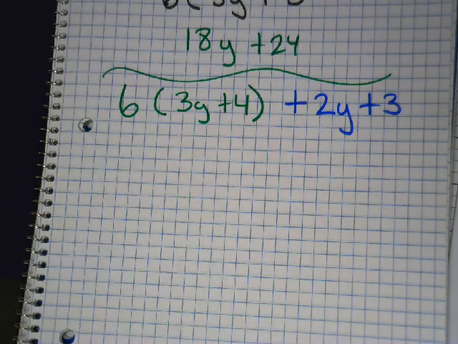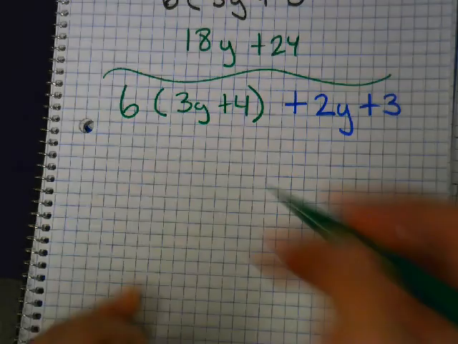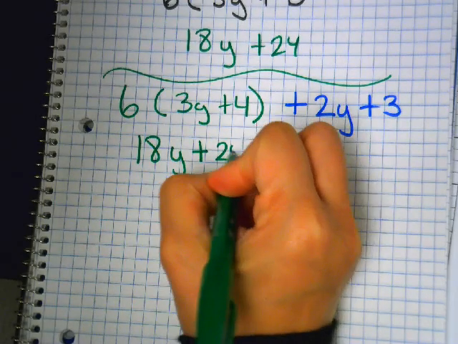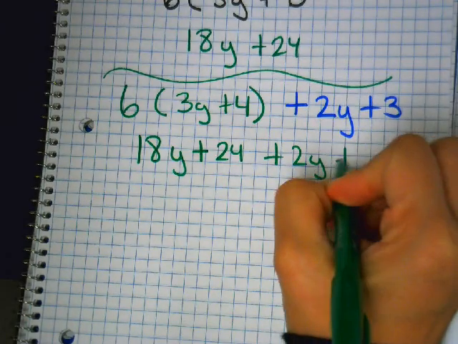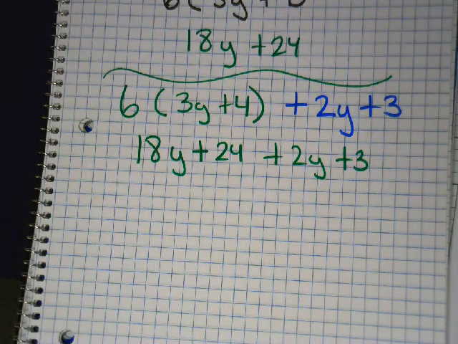All right. So what does this already give us? This already gives us 18y or g plus 24. Now I have the 2y and the 3. So now what? You can't add the variables. Well, are they the same variable? Yes, they're the same variable, the same letter. So if it is the same variable, same letter, we can combine them.